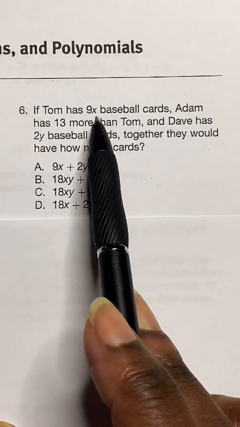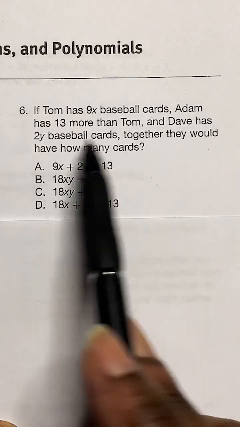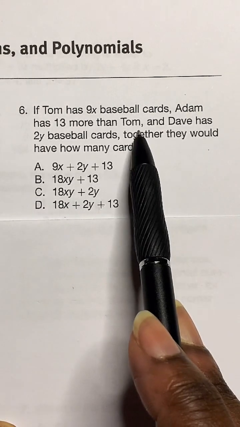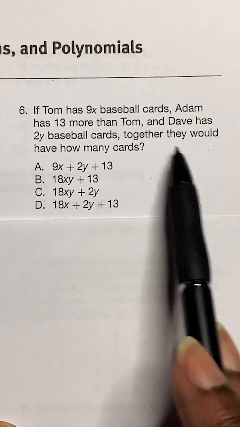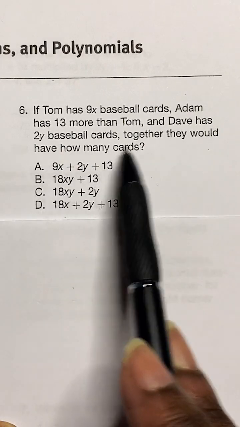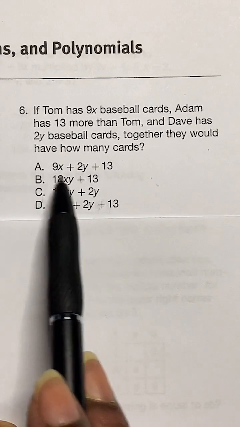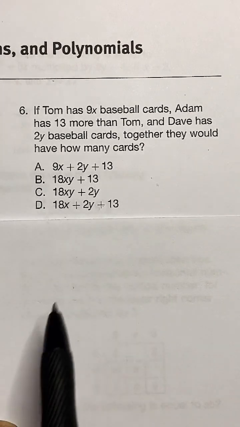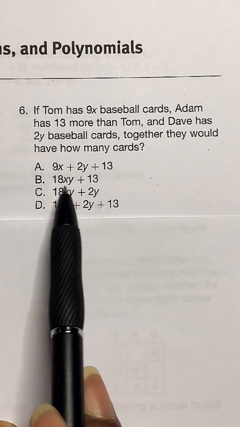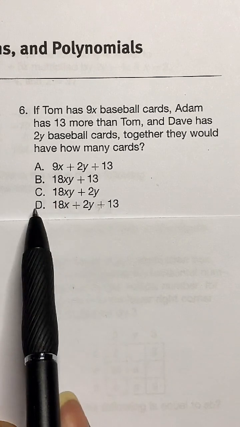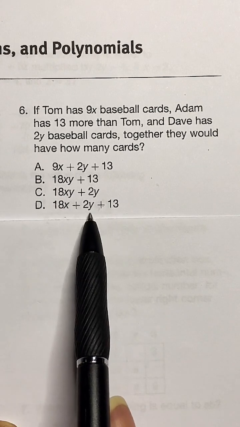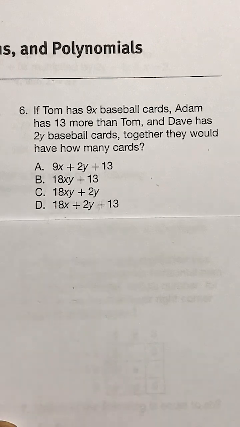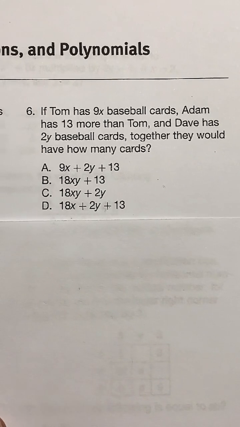If Tom has 9X baseball cards, Adam has 13 more than Tom, and Dave has 2Y baseball cards, together they will have how many cards? Is it A, 9X plus 2Y plus 13? Is it B, 18XY plus 13? C, 18XY plus 2Y? Or D, 18X plus 2Y plus 13? What do you think?